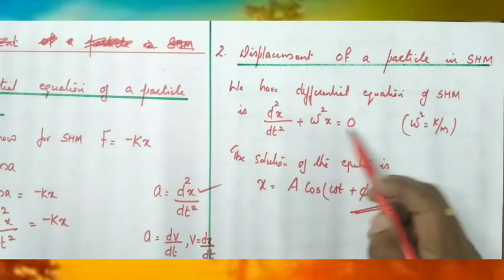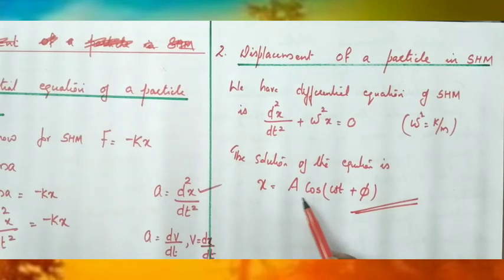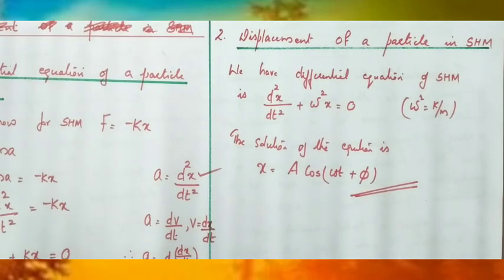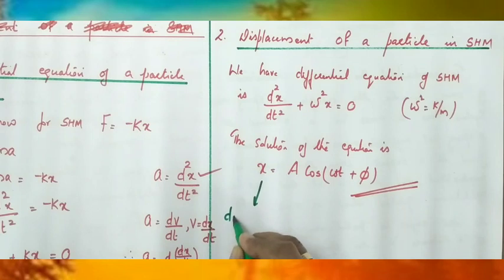So if you solve this differential equation, we will get the displacement x equal to a cos(omega t plus phi), where x is called displacement, a is called maximum displacement, which is called amplitude. Okay, so x represents the displacement.